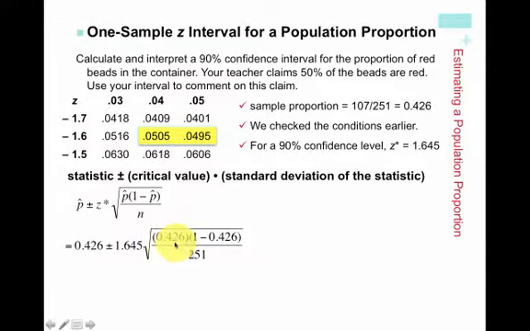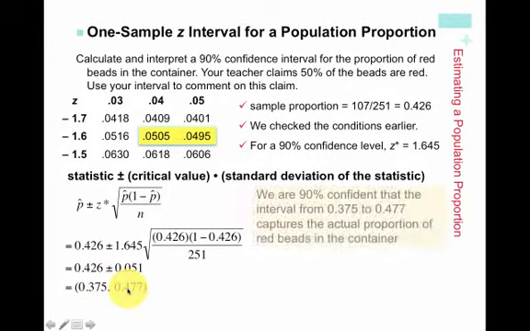So 0.426, that's our p hat. 1 minus 0.426 divided by 251, that was n. Here's our critical value. There's our point statistic, or point estimate. There's our margin of error, 0.051. We add that and subtract it to our point estimate. We get this interval. So we're 90% confident that the interval from 0.375 to 0.477 captures the actual proportion of red beads in the container.